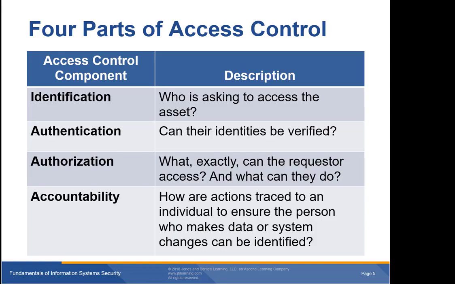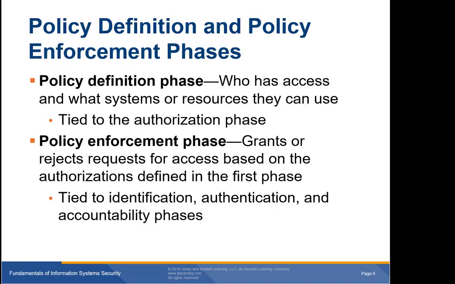We need to ensure that a person who accesses or makes changes to data or systems can be identified. This process of associating actions with users for later reporting and research is known as accountability. These four parts are divided into two phases. The policy definition phase. This phase determines who has access and what systems or resources they can use. The authorization definition process operates in this phase.